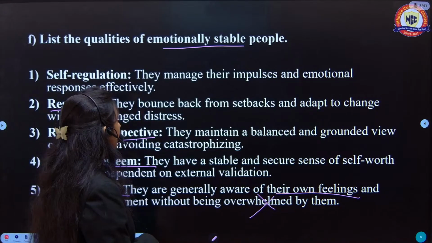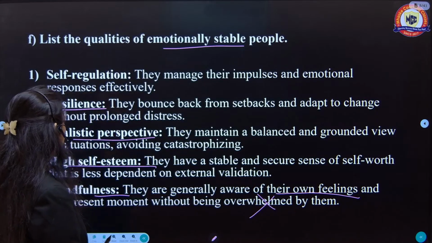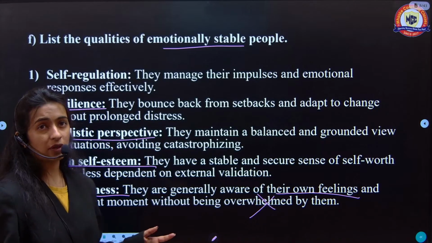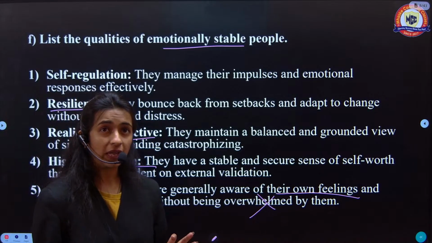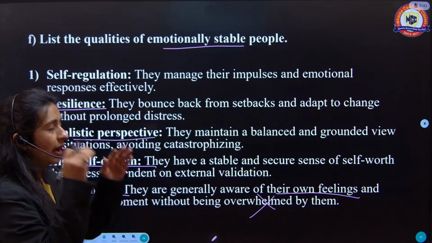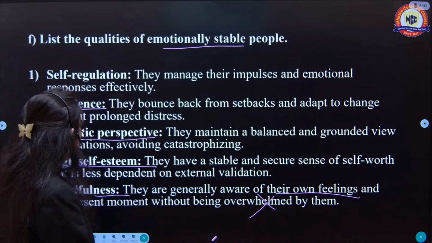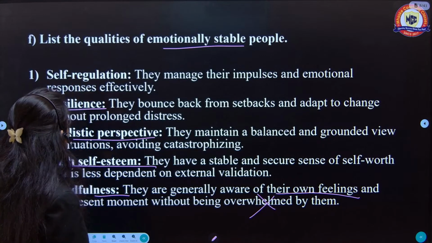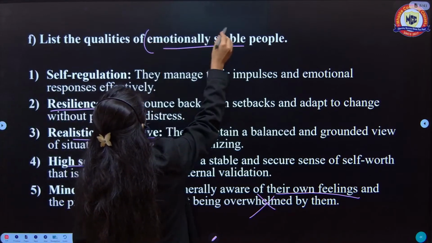This is what mindfulness is, and you can do it with a variety of things. There are a lot of ways to make sure that you are at the right place. And when you have all this, you will automatically be emotionally stable.